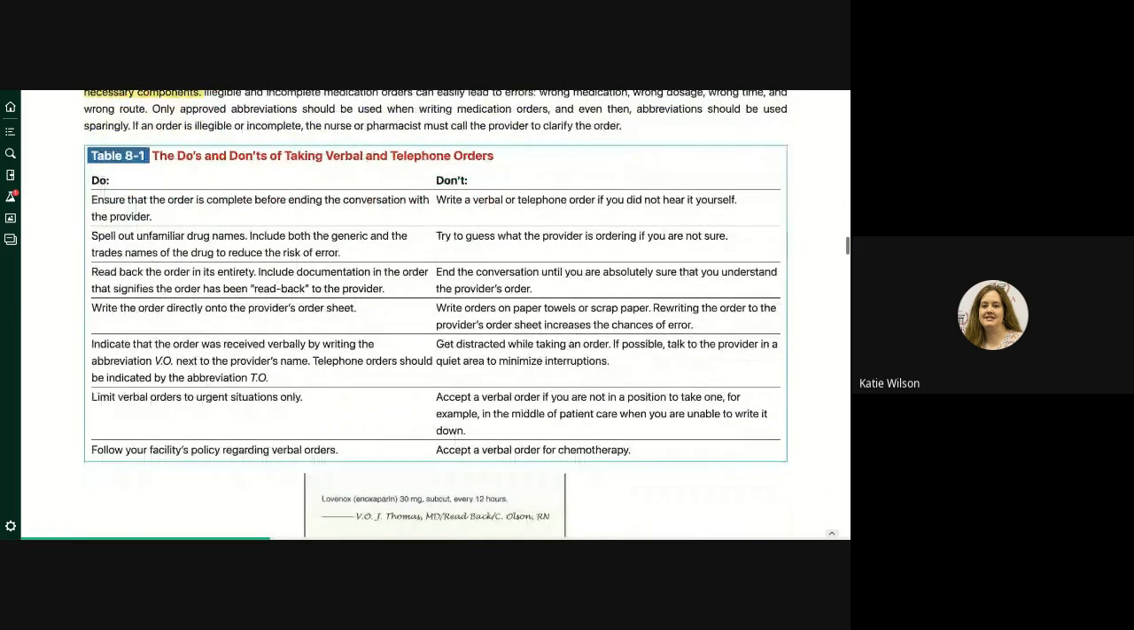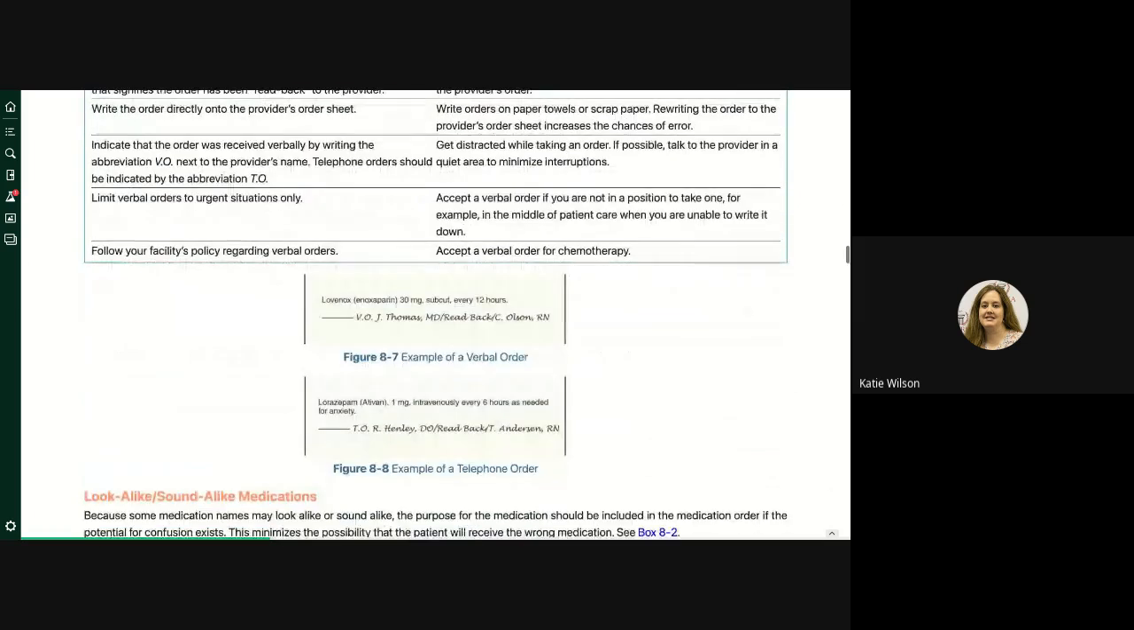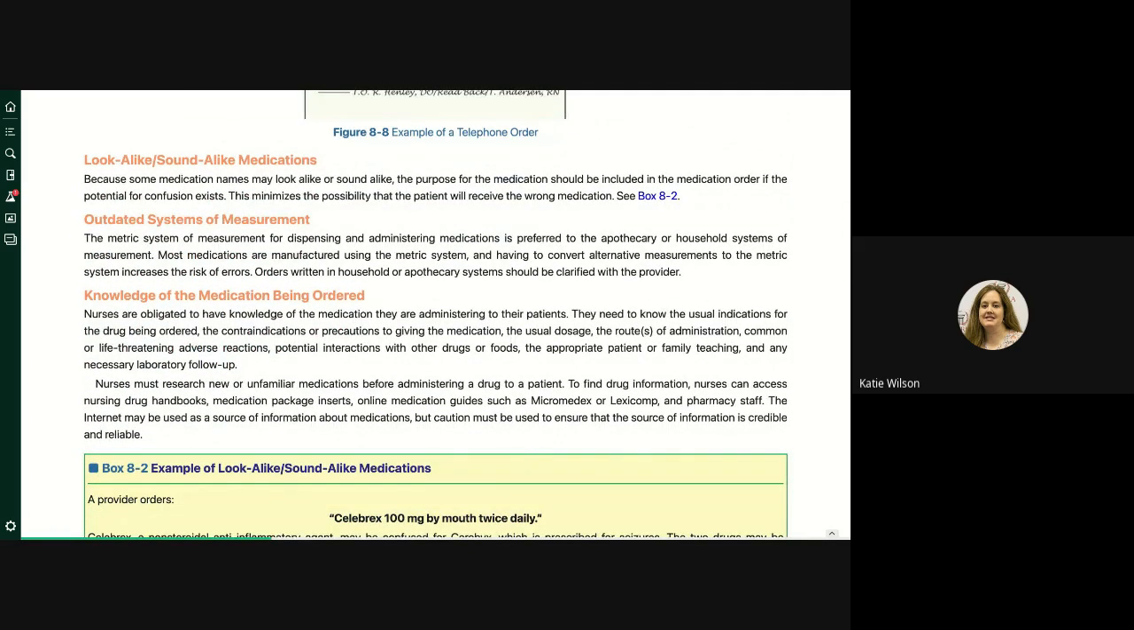So it goes over the do's and don'ts of taking verbal and telephone orders. One important thing to know is that you always want to read back the order that was given to you to make sure that you understood it correctly.